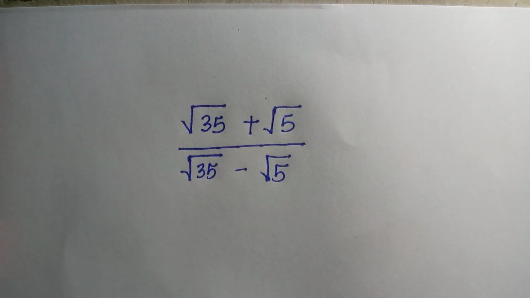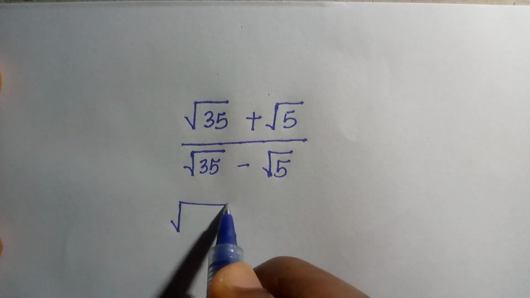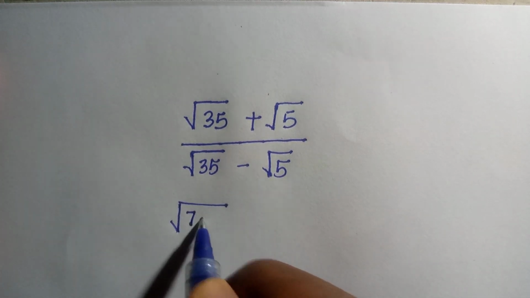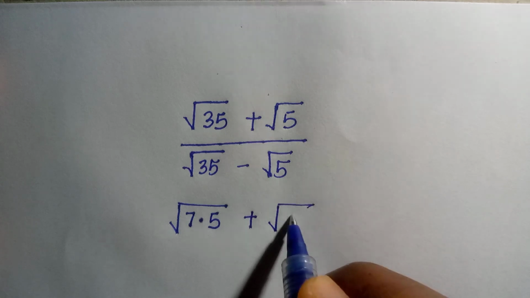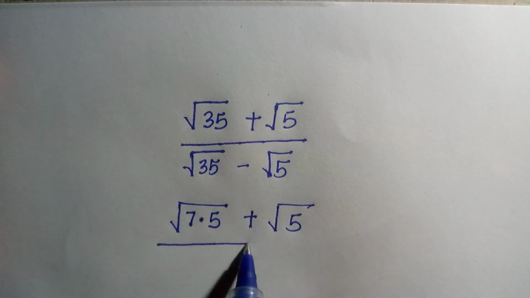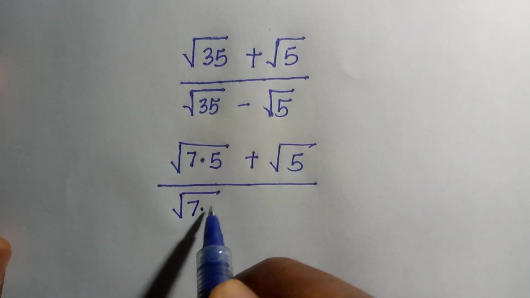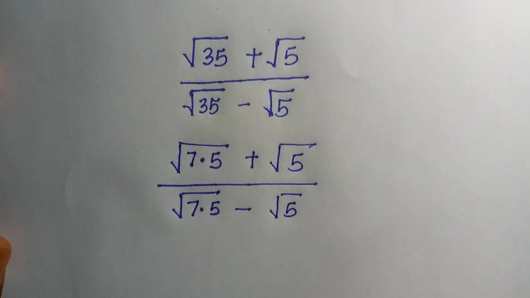How to solve this without using a calculator? Where we have the square root of 35 plus the square root of 5, divided by the square root of 35 minus the square root of 5. So to solve this one, we are going to consider the square root of 35, which we can split as 7 multiplied by 5, plus the square root of 5, divided by the square root of 7 multiplied by 5 minus the square root of 5.